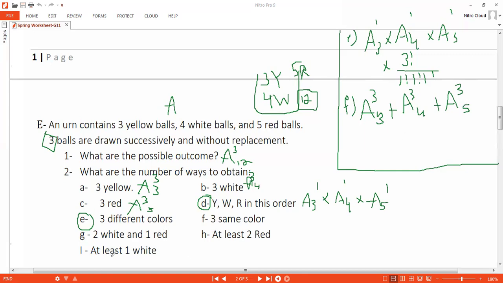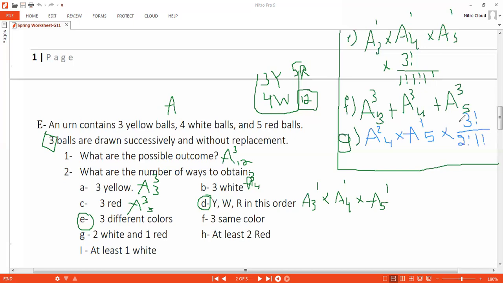Now G, I'm going to solve G. In G we have 2 white and 1 red. Let me change the color. It's 2 white means A 2 4, times 1 red, 1 out of 5, and they didn't give us the order, so I have to multiply it by 3 factorial, 2 white and 1 red.